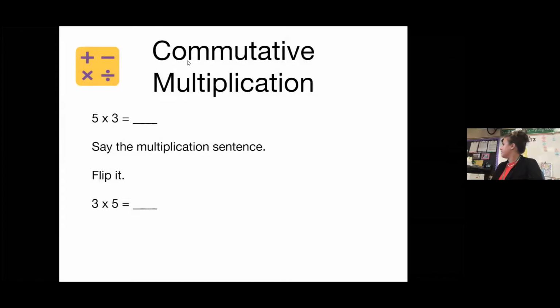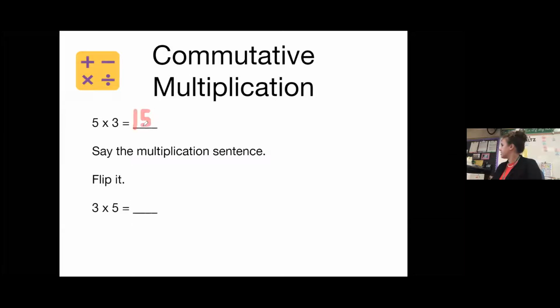All right. 5 times 3 equals 15. Changed it up a little bit. All right, the commutative property lets us flip the factors, but we get the same number. So 3 times 5 equals 15. Very good.